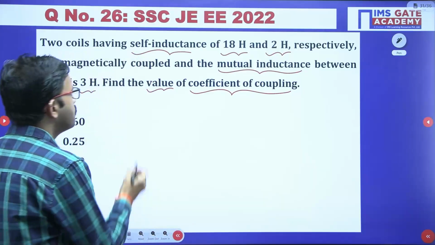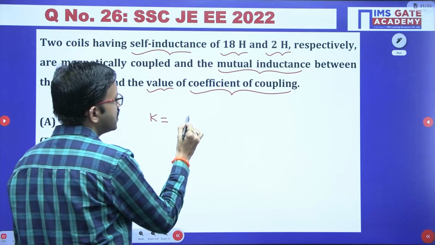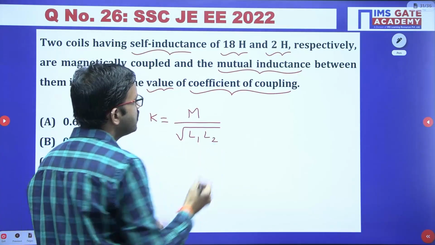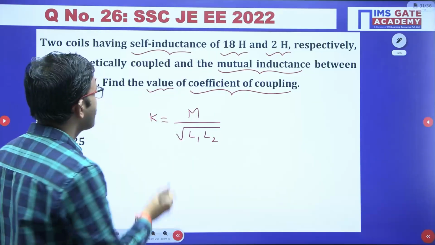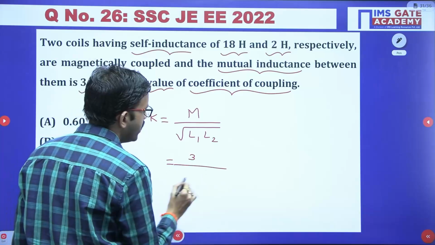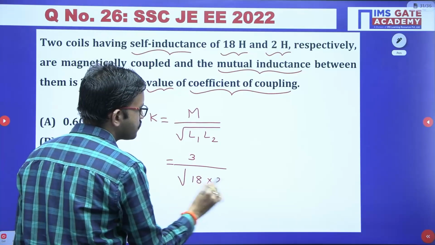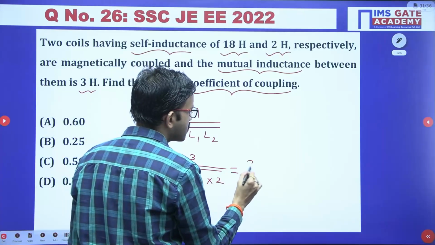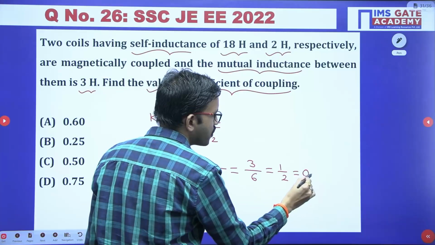I hope all of you know this formula. The coefficient of coupling value K is nothing but m divided by root L1 L2, where m is the mutual inductance, and L1, L2 are the self-inductance values. In this question the m value they have given is 3 Henry, divided by root of L1 is 18 and L2 is 2. So 18 2s are 36, root 36 is nothing but 6. So 3 by 6 is nothing but 1 by 2, which is 0.5.